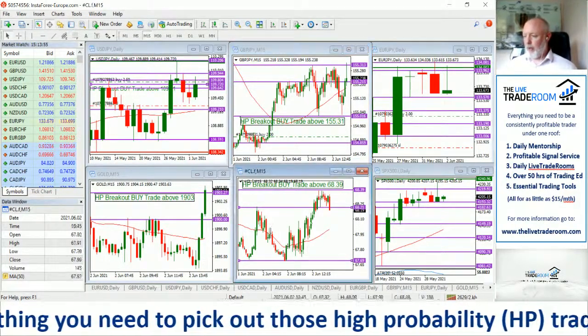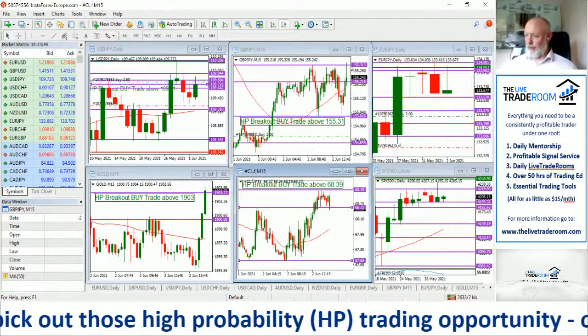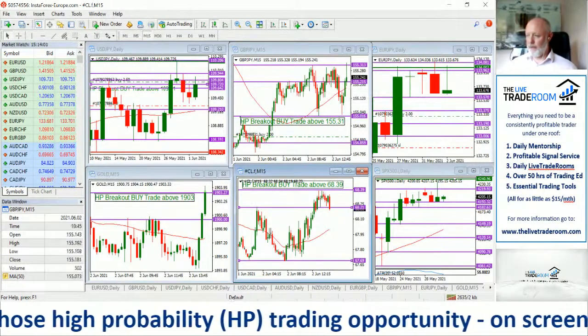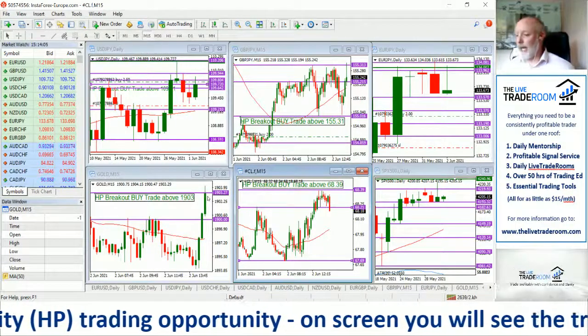I'm just looking at crude oil and it's just softening a little bit. See the pound yen failing to close above that 155.31 level. Gold is kind of pulling back to that 1903.